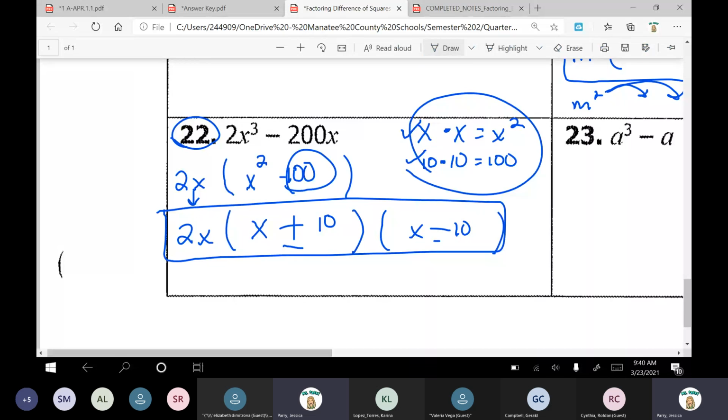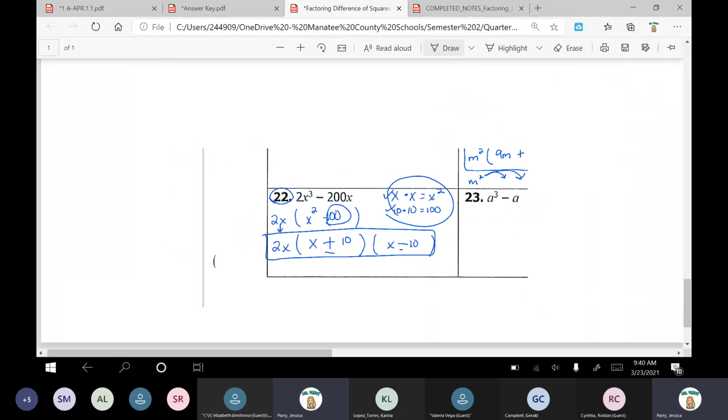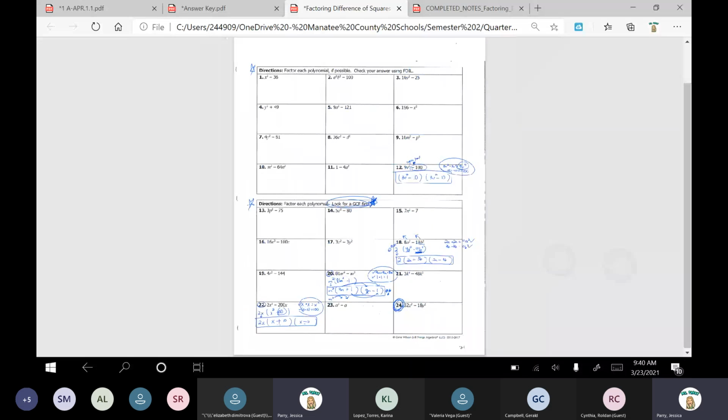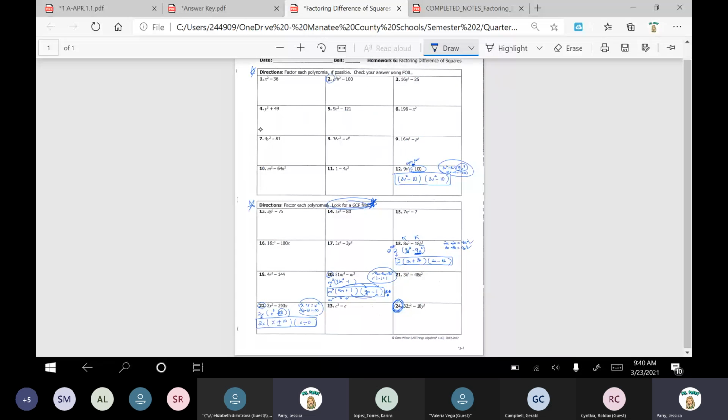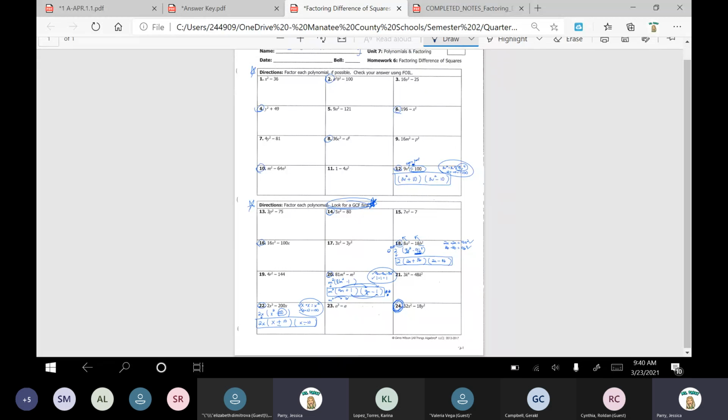Okay, so let me go ahead and zoom out here. Let me review really quickly what you guys are working on for your assignment. You're only doing the even numbers, so 2, 4, 6, 8, 10, 12, 14, 16, 18, 20, 22, 24. You're doing all of those even numbers. Make sure you show your work like I've been doing here, the little stuff on the side, or FOIL it out to check your answers. And then once you're all finished, take a picture, submit it on Schoology. And then that is it for today.